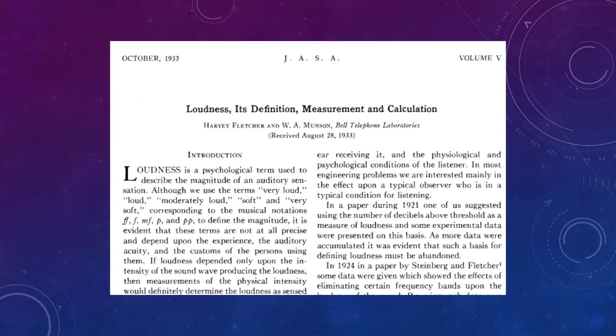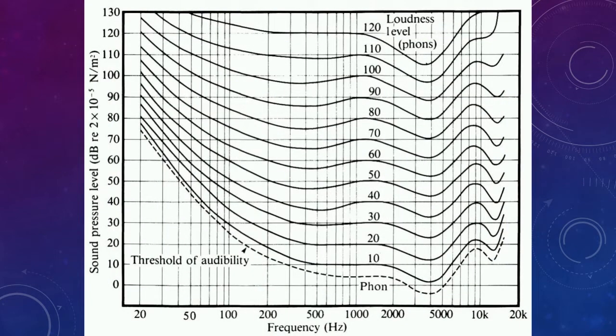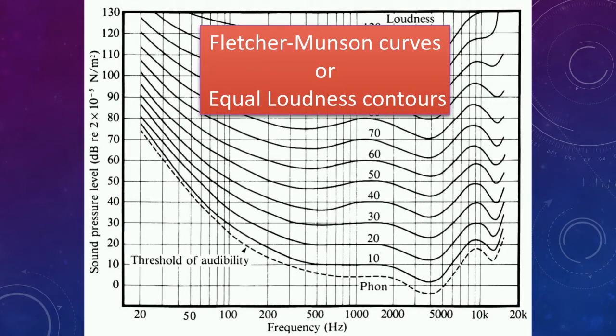They had people come into a quiet room and listen to pairs of tones at various frequencies and dB levels. The listeners were asked to say whether the first tone was louder or softer than a second tone. Then they took these results and created a graph that shows how we perceive sound at different frequencies. The graph is shown here. These curves are the infamous Fletcher-Munson curves, otherwise known as equal loudness contours.